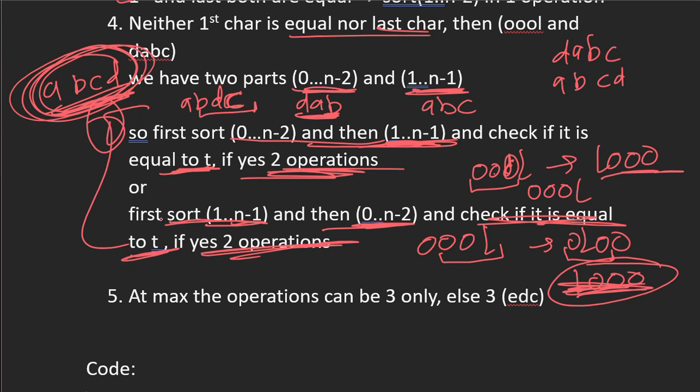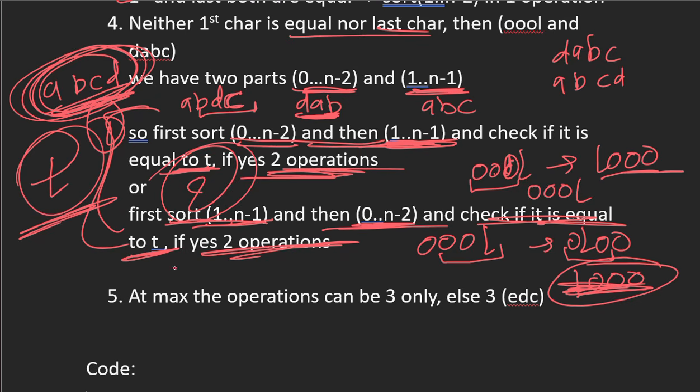So this is the second case. Either 0 to n minus 2 and then 1 to n minus 1, or 1 to n minus 1 and then 0 to n minus 2. And then we check whether the string that we get after these two operations is equal to the sorted string. If it is equal to the sorted string, then the number of operations is 2.